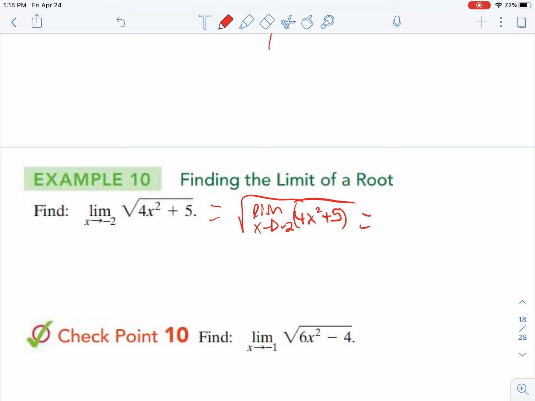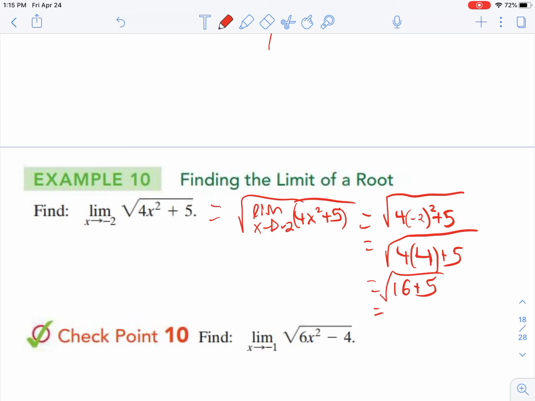What we're going to do is plug in negative 2 for this, and we have the square root of 4 times negative 2 squared plus 5. When we do this, we're going to get the square root of 4 times 4 plus 5, which is 16 plus 5, which is the square root of 21. I'd like you guys to please go ahead and do checkpoint 10 for me now. I'm going to give you a moment.